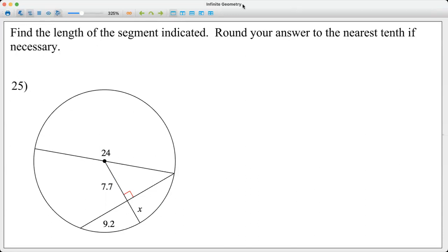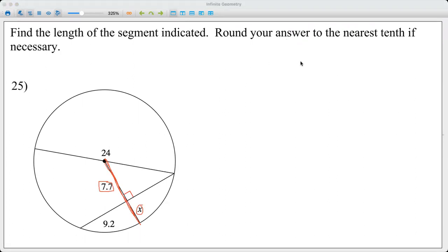The two flavors kind of look like this. They're either going to have us find a part of a radius. Hey, look, from the center out to here is a radius, and so x is part of the radius. Notice the other part is 7.7. So what's the radius? Well, let's see.